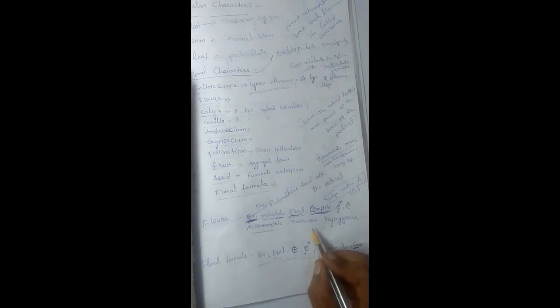Next one is the trimerous flower. Trimerous flowers means the number of calyx and corolla parts are three in number. Such flowers are called trimerous. And hypogynous means the thalamus is in a convex shape, where the position of the ovary is superior. Such flowers are called hypogynous flowers. This is about the flower description.